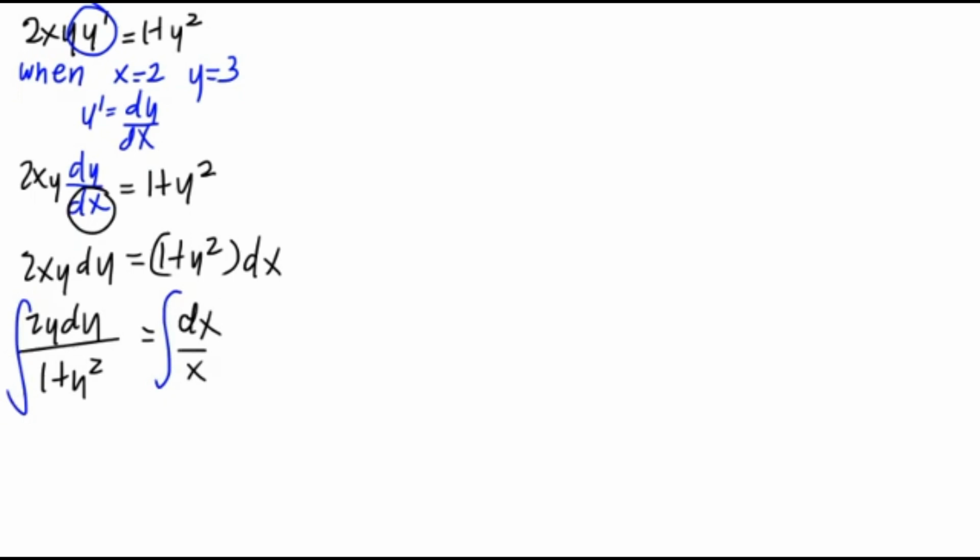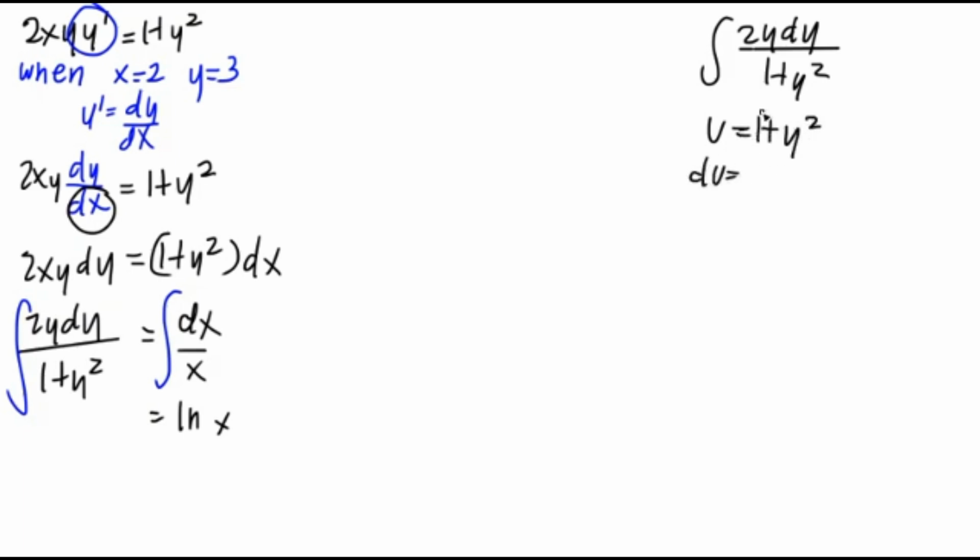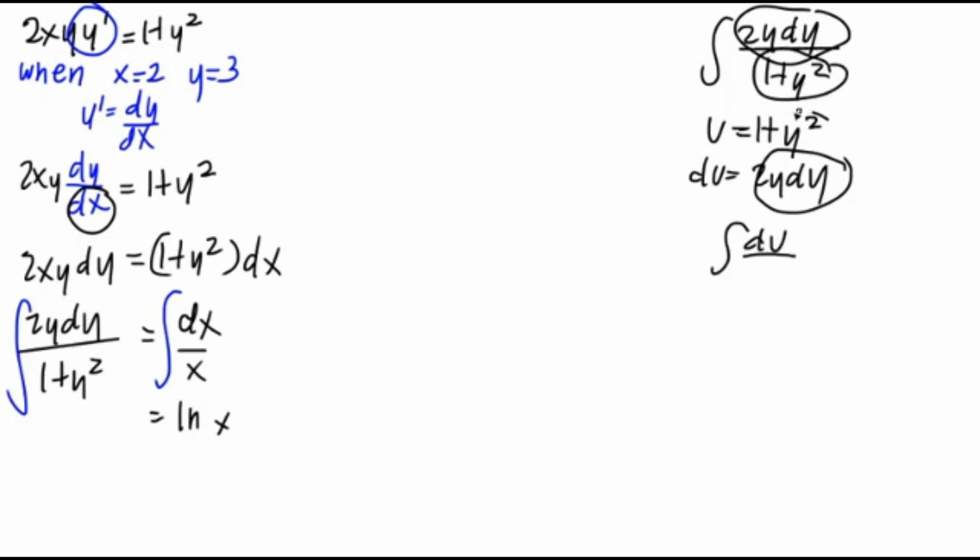Ngayon, na-separate na natin yung variables. So, integrate na natin both sides. Ito, alam na natin agad na ln x siya. Ito yung medyo complicated, so solve natin siya sa gilid. Magiging the integral of 2y dy all over 1 plus y squared. So, let u natin yung 1 plus y squared. Use substitution ang gagamitin natin. So, du is equal to 2y dy. So, papalitan natin yan ng du. So, magiging du all over u.